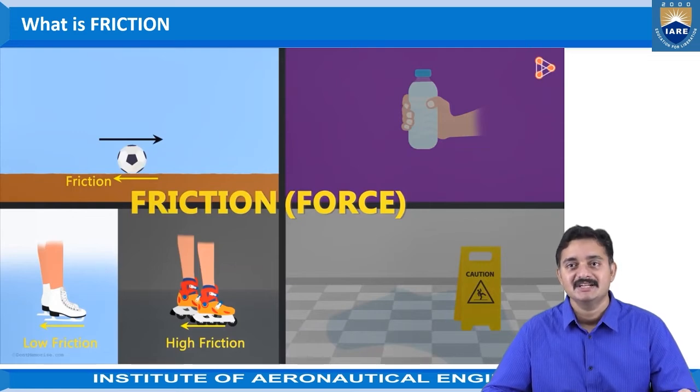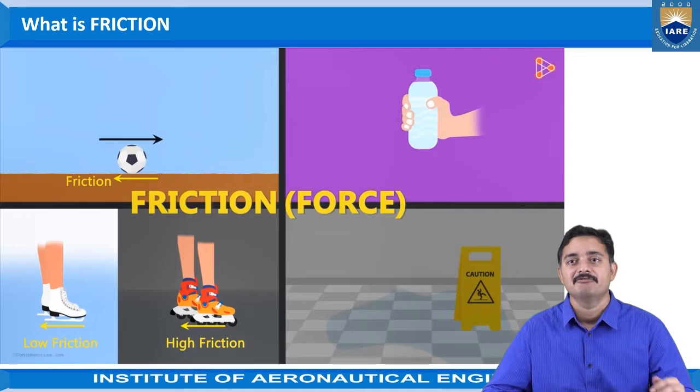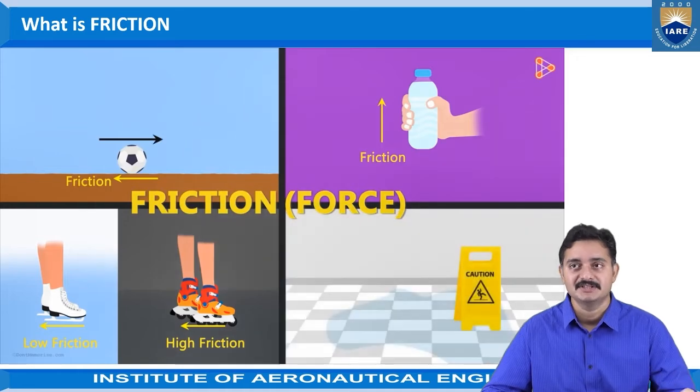There will be low friction and high friction depending on the weight of the objects or the bodies in contact and the surfaces in which the objects are in contact with each other. So the low friction will be seen on the wet floor.